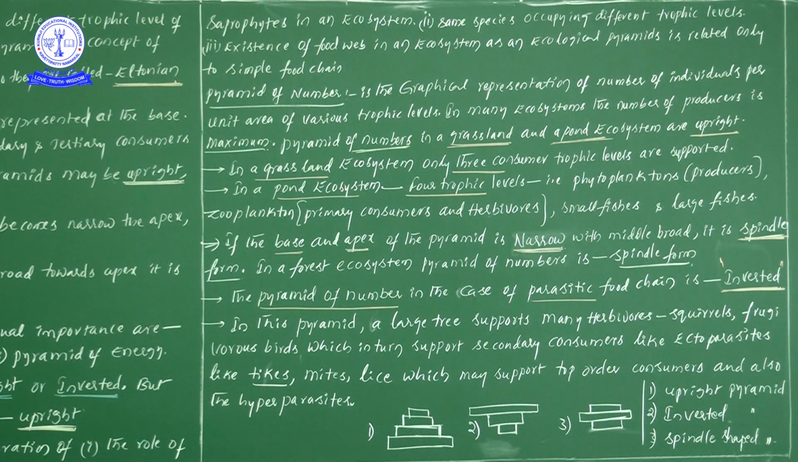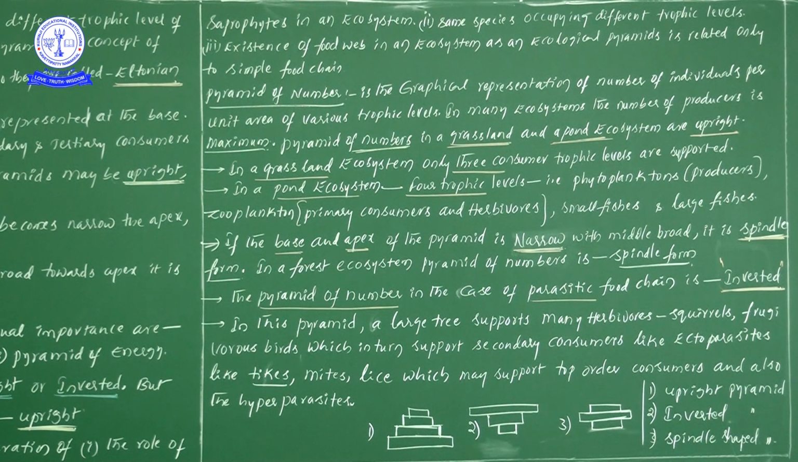Here is a very important point. In a pyramid of number, we just consider the number of individuals at various trophic levels. Easy one only, try to remember. So what is the point? In many ecosystems the number of producers will be maximum. So pyramid of number point of view, in many ecosystems the number of producers is maximum. So definitely the pyramid of number will be upright.